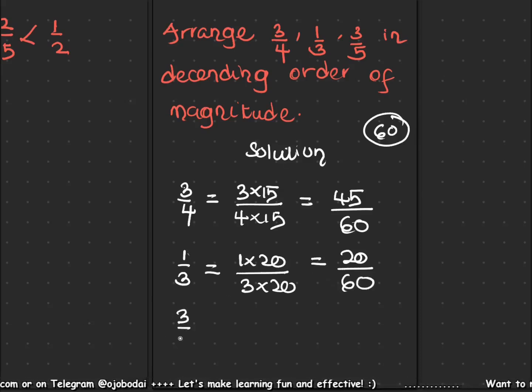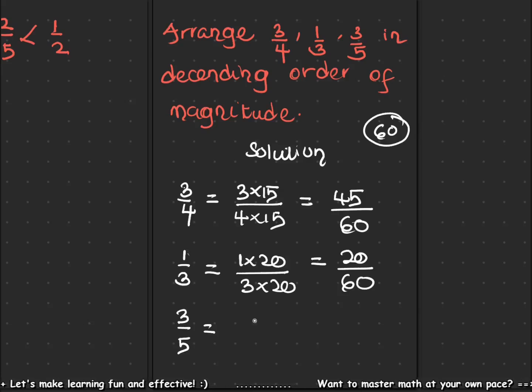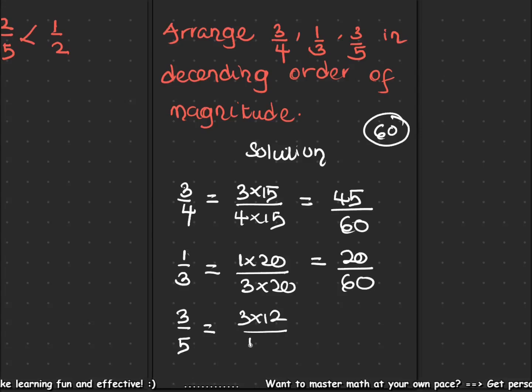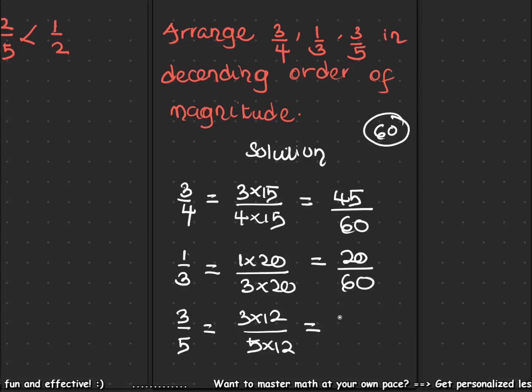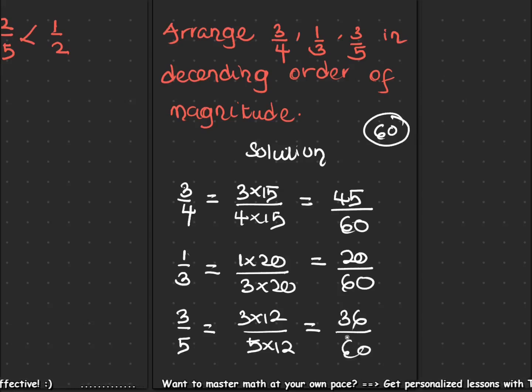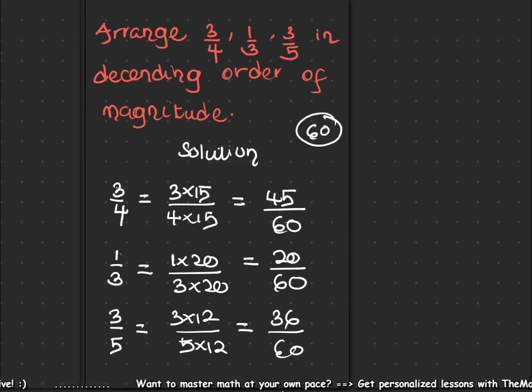Then for the very last one, 3 over 5 is equal to, so 5 divides 60 as well. How many times? That is 12. So we multiply the numerator by 12 and the denominator also by 12. And that gives us 3 times 12, we have 36, over 5 times 12, we have 60. So with this done, we now have 45, 20, and then 36, and they are all over 60.